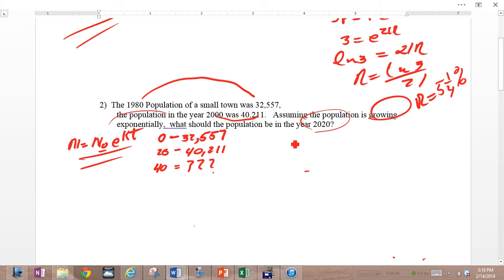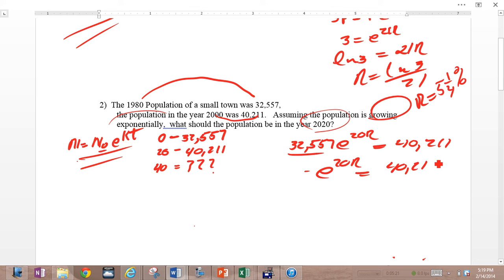Okay, so here we go. Here's the working equation. The original population of 32,557 grew exponentially by some rate over 20 years to a new population of 40,211. The equation is solvable by taking the log of both sides, but let's first divide by the coefficient 32,557 here. So we get e to the 20r is equal to 40,211 over 32,557. We're going to take the natural log of both sides.